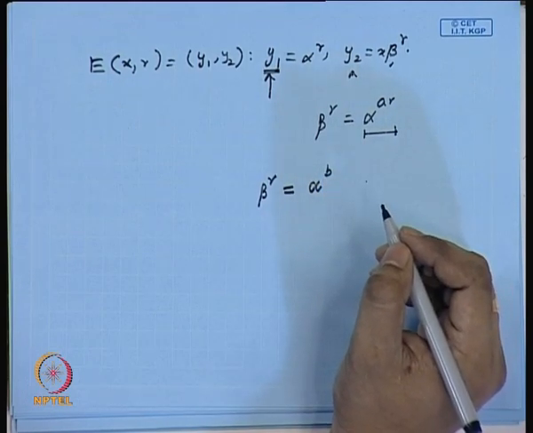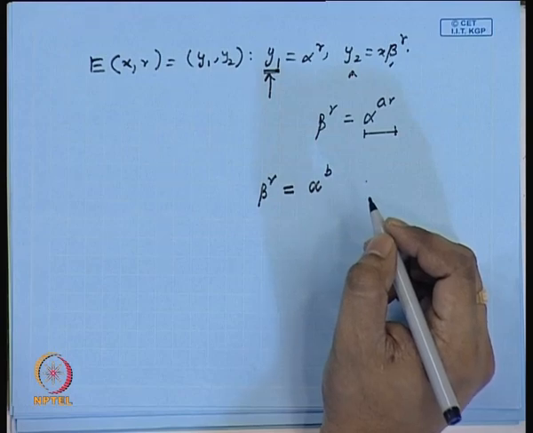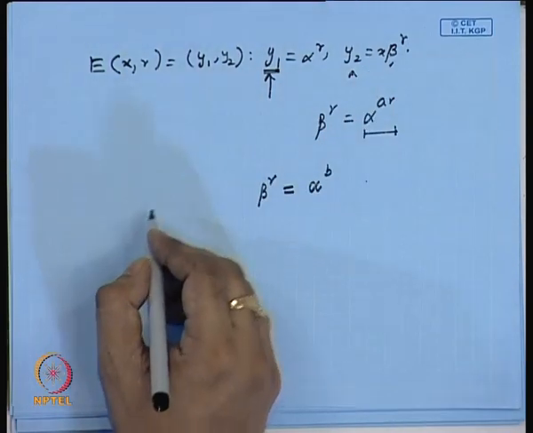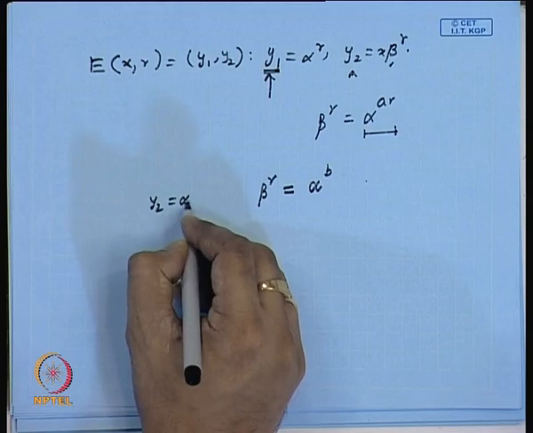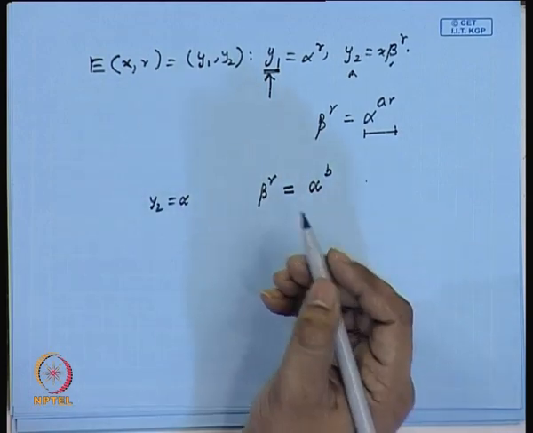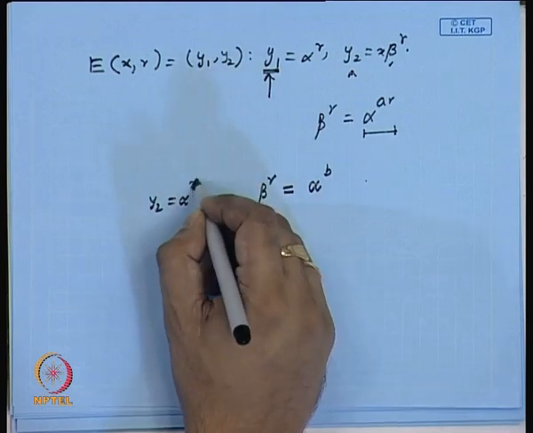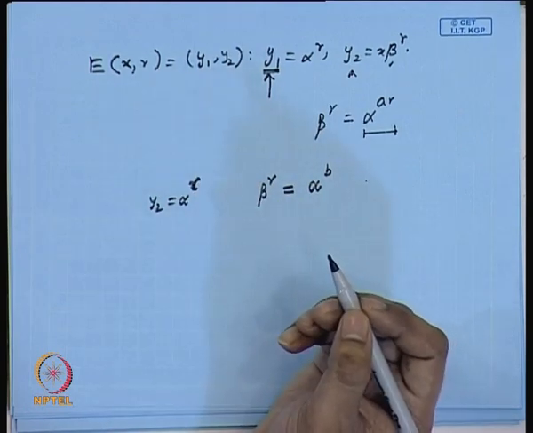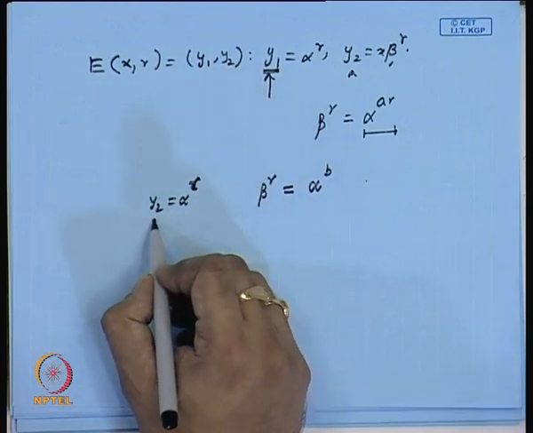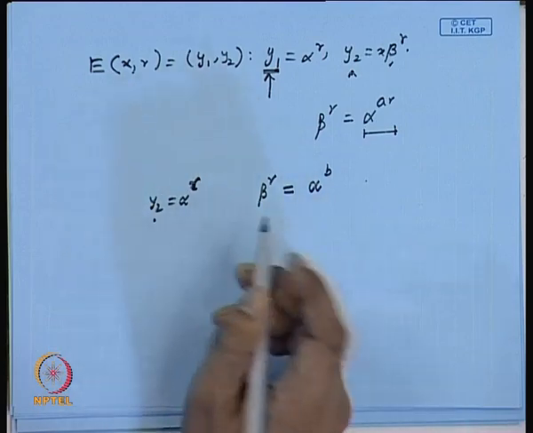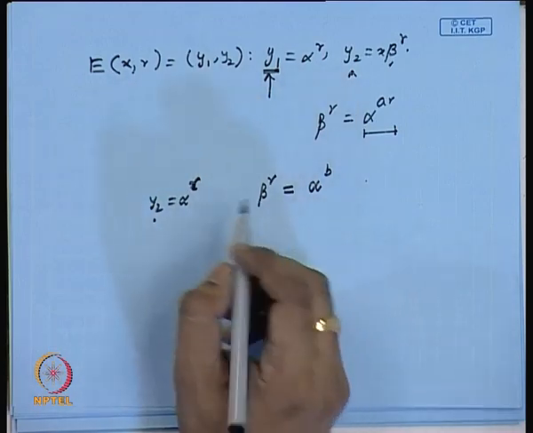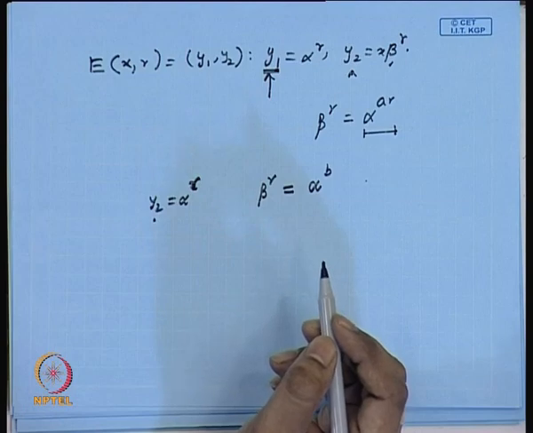Now, similarly you also know that y2 is some alpha power of c, or that it is alpha power of r. So, from the fact of whether y2 is a quadratic residue or not, you also know whether r is even or not.